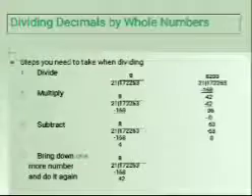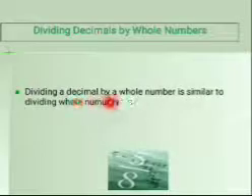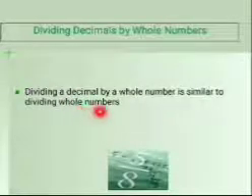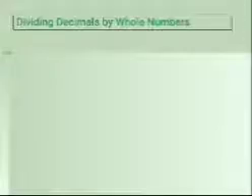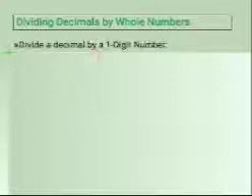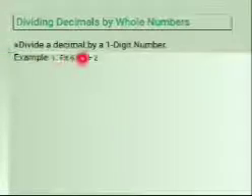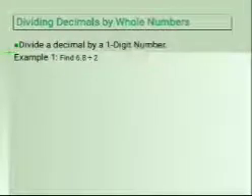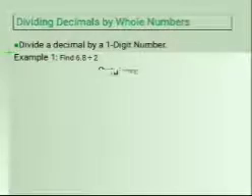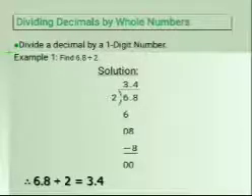By whole numbers. Dividing a decimal by a whole number is similar to dividing whole numbers. It's similar. Now, let's see the first example here. Divide a decimal by a one-digit number. For example, find 6.8 divided by 2. I told you that it's similar to dividing by a whole number. So the 6.8, you write inside here. Then the 2, you write outside.